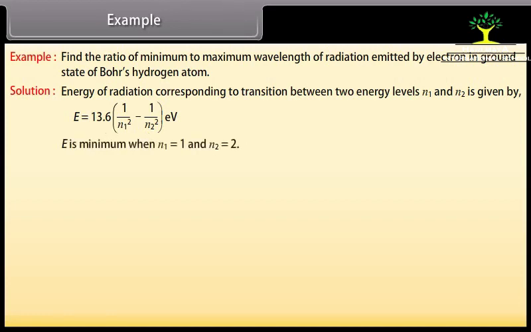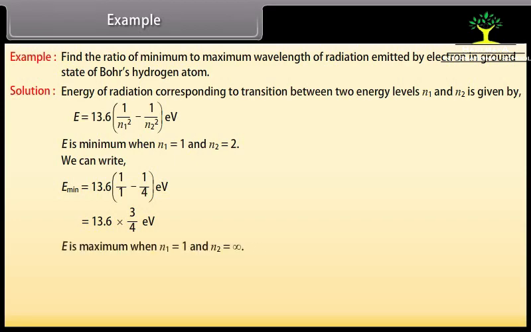E is minimum when n1 is equal to 1 and n2 is equal to 2. E minimum is equal to 13.6 into 3 upon 4 electronvolt. E is maximum when n1 is equal to 1 and n2 is infinity. E maximum is equal to 13.6 electronvolt.